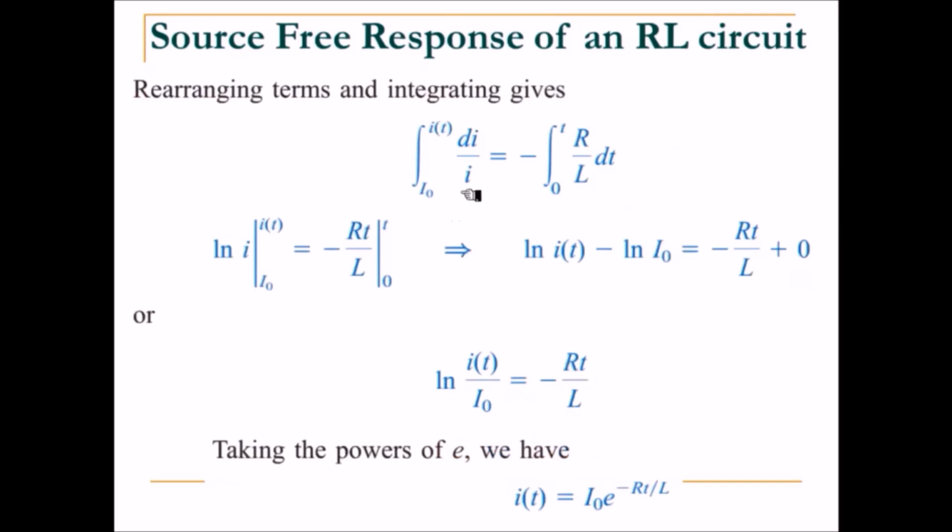Again rearranging and taking integration on both sides, and further simplifying this equation by applying the limits of I0 to i of t, and simplifying further by taking natural logarithm of the variables, and finally taking up the powers of e, we will have i of t is equal to I0 into e power minus Rt divided by L. So this is the equation for the current i of t flowing through the R and L combination, right?